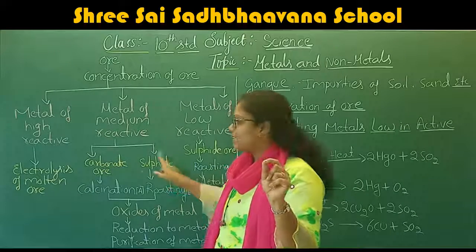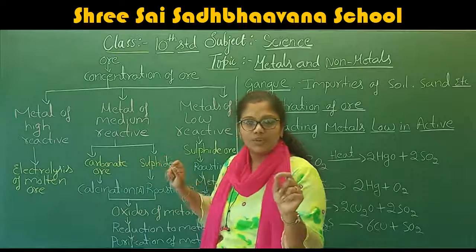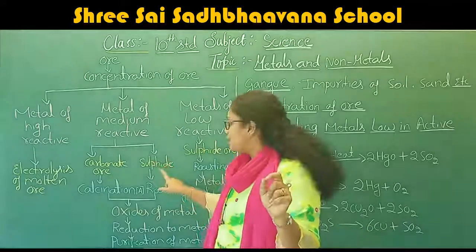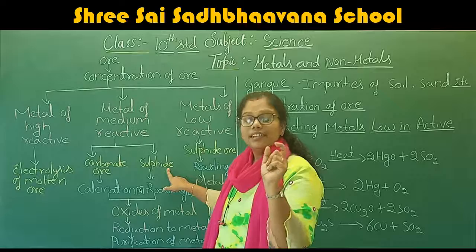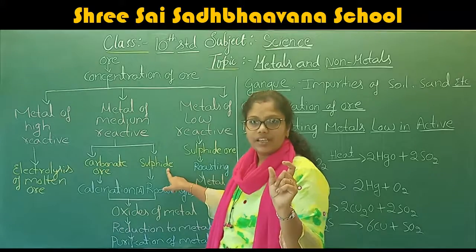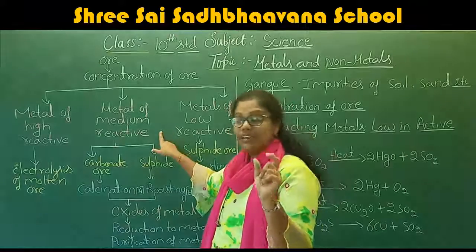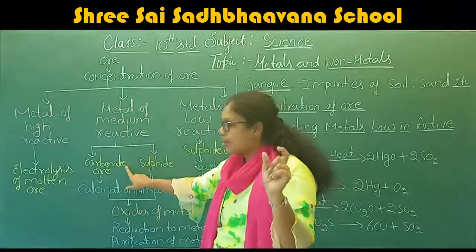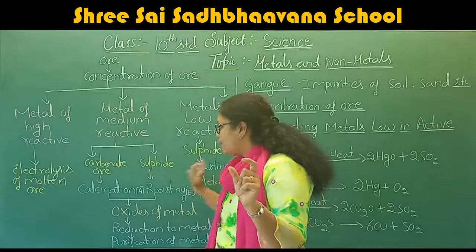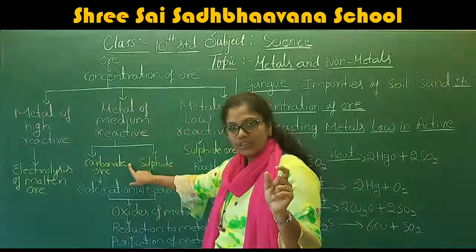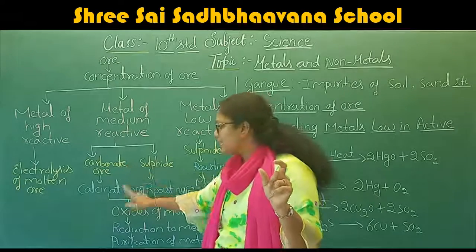If the metal contains carbonate, then we call that type of ore a carbonate ore. If the metal contains sulfur, then we call that type of ore a sulfide ore. Therefore, in the middle of the reactivity series, the metals are classified into carbonate ore as well as sulfide ore. After that, the carbonate ore undergoes calcination.